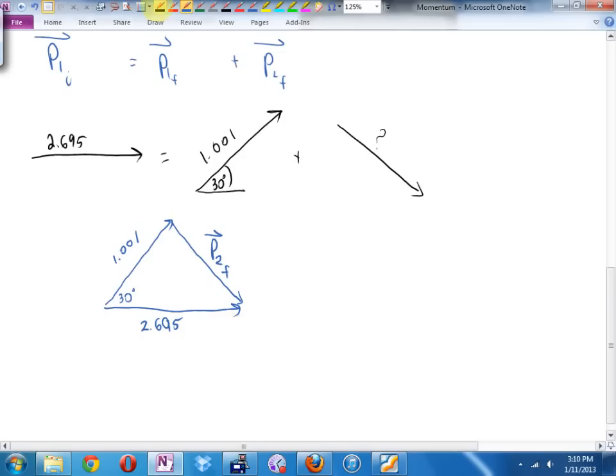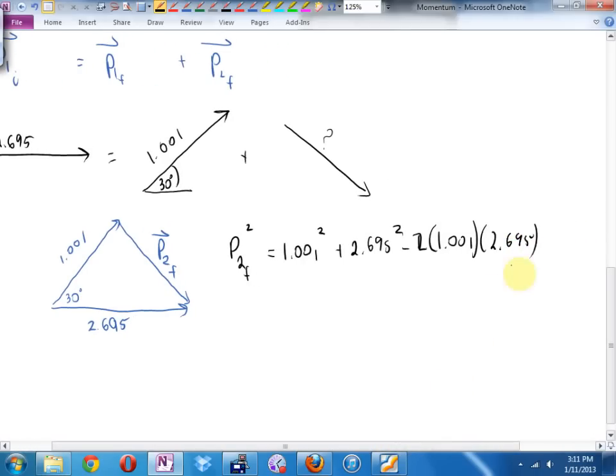It's going to look like this. Remember, the sine law and the cosine law are both on your formula sheet. So if you freeze, if you blank out, they are on the same page as the circumference of the whatever and the mass of the whatever. They're all on there. Anyways, it's momentum of object 2 final squared equals 1.001 squared plus 2.695 squared minus 2 times 1.001 times 2.695, need a bit more room, times the cos of 30.